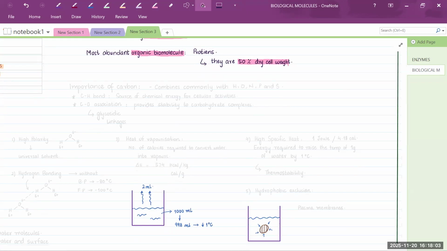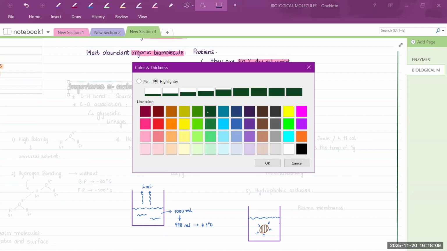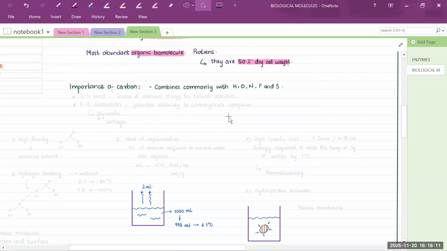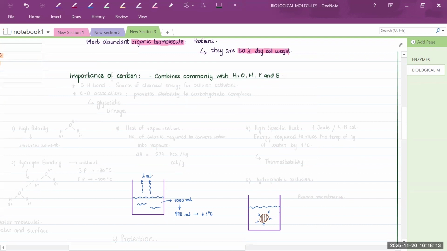Also, moving on, we have the importance of carbon. What does carbon combine with? Carbon combines commonly with HONPS. H is hydrogen, O is oxygen, N is nitrogen, P is phosphorus, and S is sulfur.